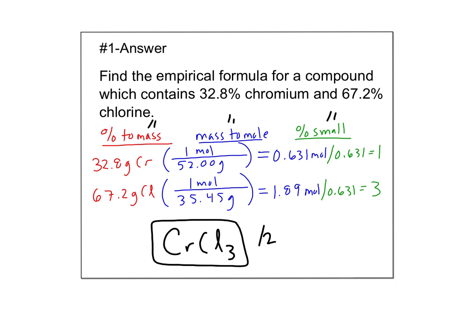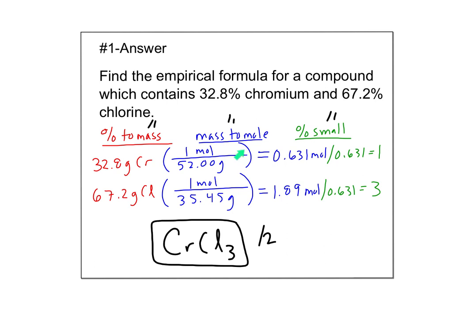So even if you did not have time to finish, you can still earn some points. The first step is percent to mass. So we turn 32.8% to 32.8 grams, and then 67.2% of chlorine to 67.2 grams chlorine. If you put those percentages as grams, give yourself 1 point on your whiteboard. Then mass to mole. So we do mole island. We put 1 mole over the molar mass for chromium, 1 mole over the molar mass for chlorine.